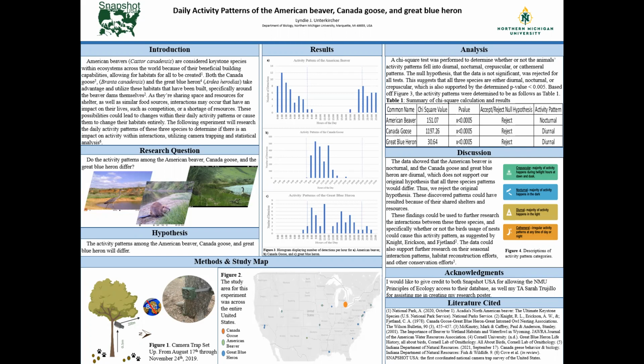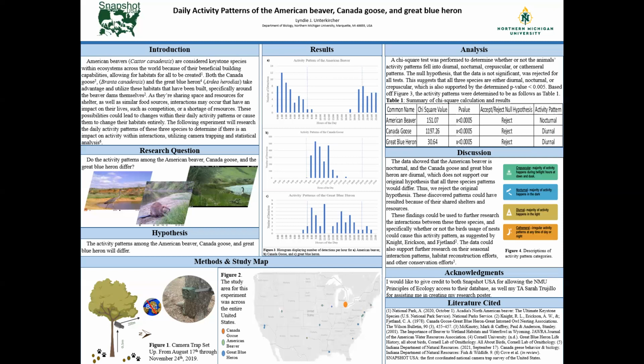Whether or not they interact could lead to further research on competition rates, possible shortages of resources, as well as if these patterns change when interacting occurs. The hypothesis considered was that the activity patterns between all three species will differ.